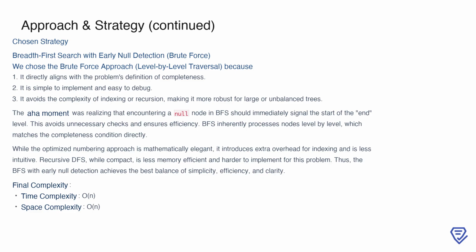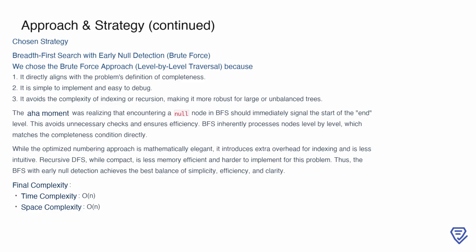This method aligns directly with the problem's definition of completeness, making it conceptually simple and easy to debug. It avoids the additional overhead of calculating indices or managing recursion stacks, which makes it more robust for large or unbalanced trees. The key insight here was recognizing that encountering a null node during BFS signals the start of the tree's final level, allowing us to immediately verify the completeness condition. This ensures efficiency by avoiding unnecessary checks.